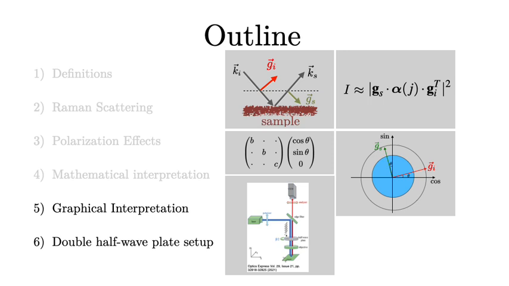So we are now going to see in this screencast how we can understand this graphically, which actually makes it so easy to understand what's happening. And then I will show you how, thanks to that, we can understand a setup that's a little bit more complicated. So remember what we are working on. Graphically, we have a sample. We shine light to it with polarization GI, incoming light. And then we are looking at what's happening in the scattered light for polarization GS.